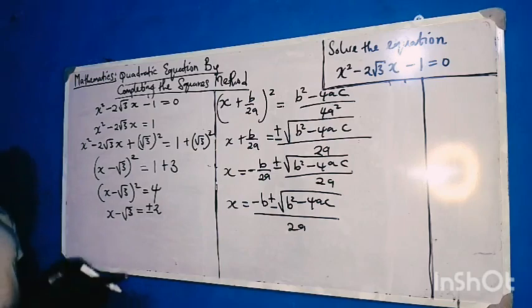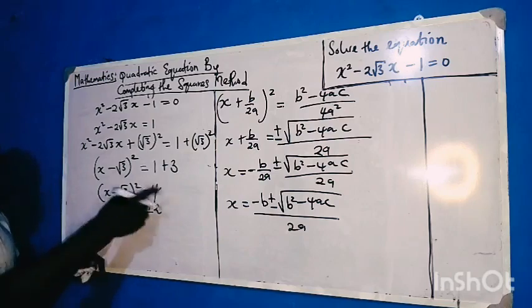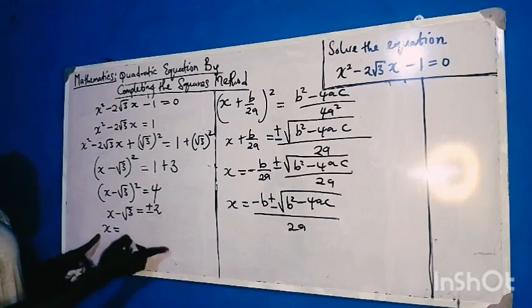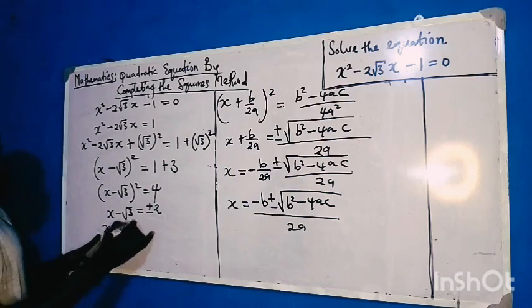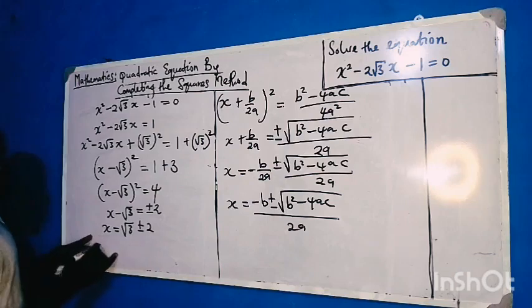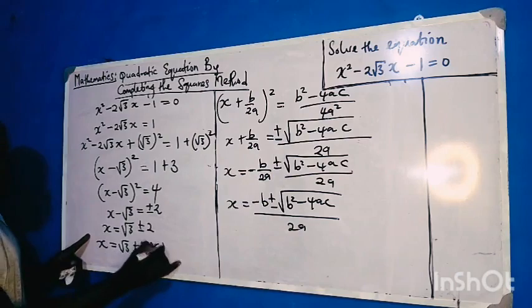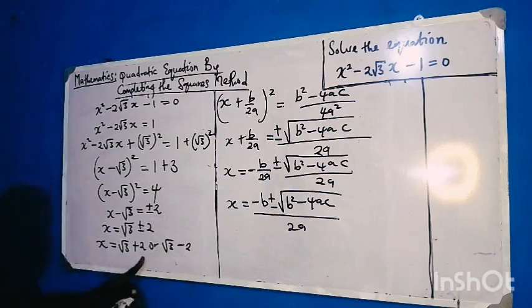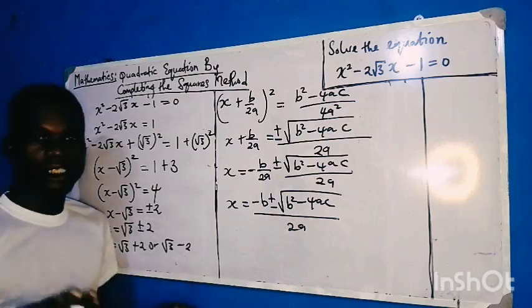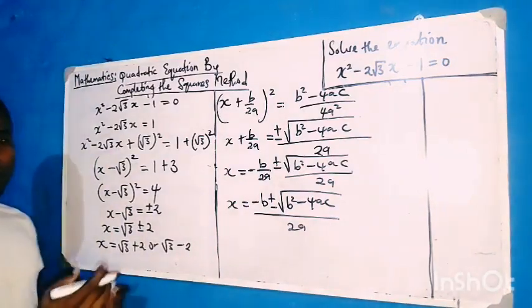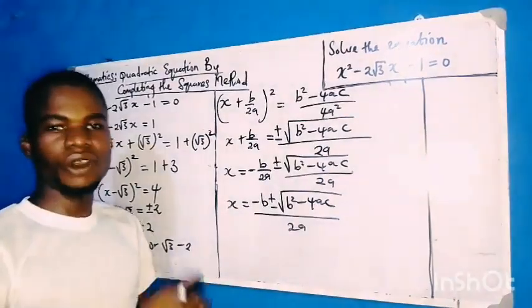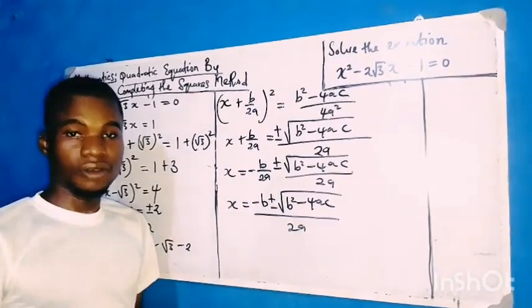So we take our minus root 3 to the other side. So our x now becomes, x is equal to minus root 3 crosses becomes root 3, then plus or minus 2. That means our x is either root 3 plus 2 or root 3 minus 2. Please don't go and add the 2 to the root 3 because they are not the same family, so you cannot add them together. So that's how you can do the completing the squares method. Very simple and easy for you.